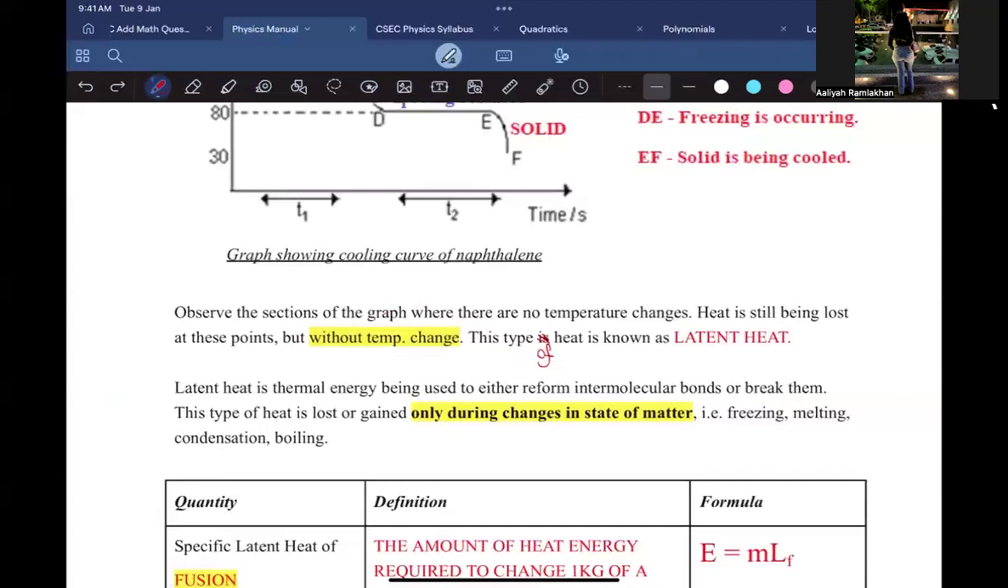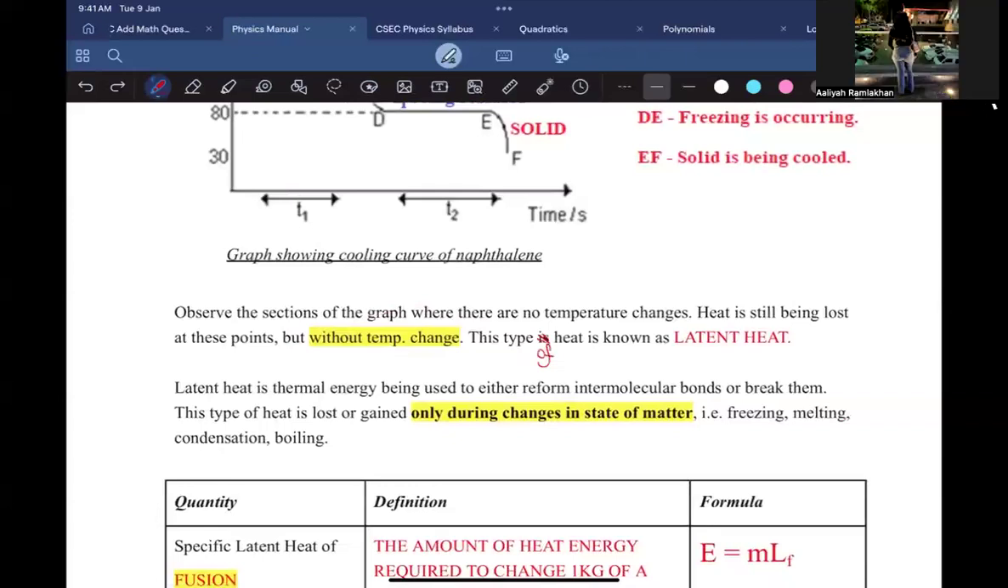Latent heat is thermal energy being used to either reform intermolecular bonds or break them. This type of heat is lost or gained only during changes in state of matter. So let me explain something. When you change state, let me just say you're going from a liquid to a solid, what happens to the intermolecular bonds?